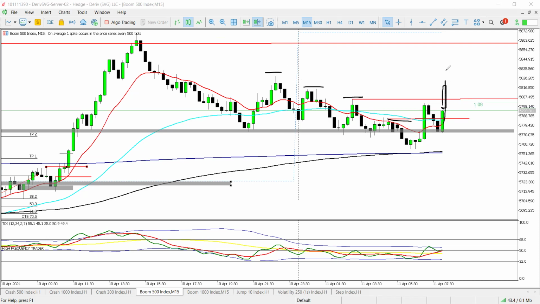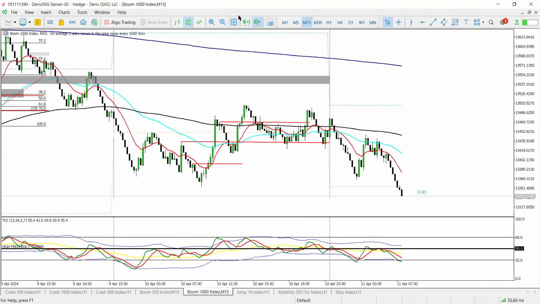So that will give us a clue that they actually want to come up here. So we can scale in or wait for a potential retracement for this impulsive move. Then we can take more buys. So for now, I'd say that's my view for today on B500.